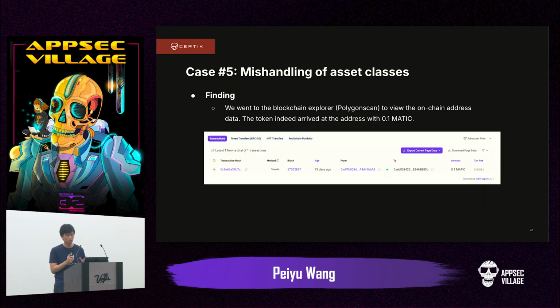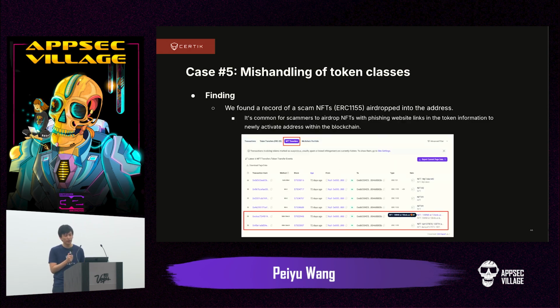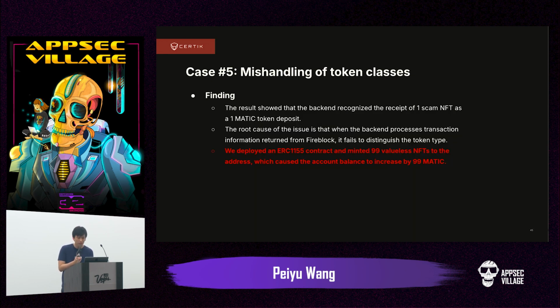So we went to the on-chain Polygonscan, and saw there was only 0.1 MATIC that arrived in the address. However, we found a record of a scam NFT airdropped into that address. It's quite common for scammers to airdrop NFTs with phishing site links in the token information to a newly active address within the blockchain. Newly active address means the address received crypto with value for the first time. So the backend treated that valueless NFT as a valid MATIC deposit.